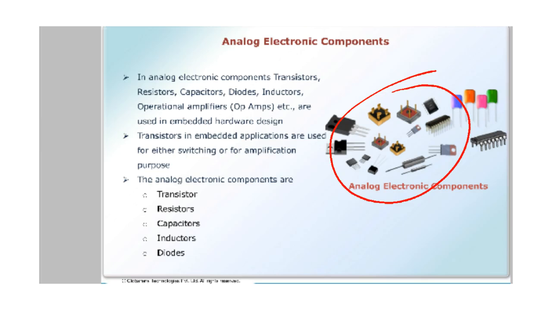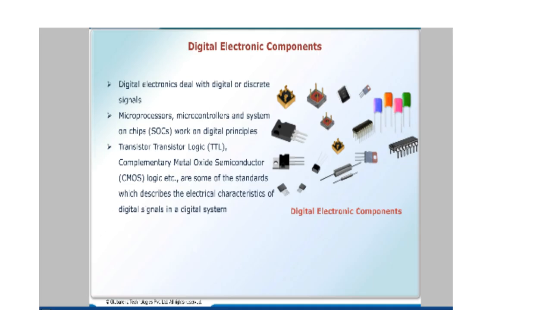And let us come to the digital electronic components. Here we have analog and digital components. We can use both types. There are switches, relays, TTL, TTL means transistor-transistor logic, microprocessors, microcontrollers, SOCs, CMOS. All these are used in digital signal processing.